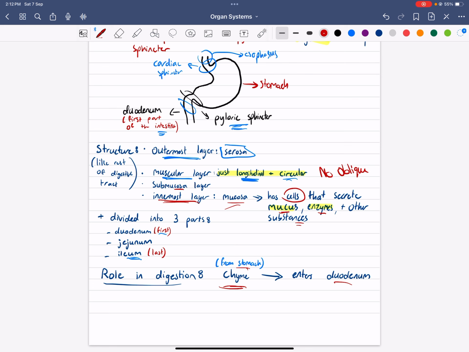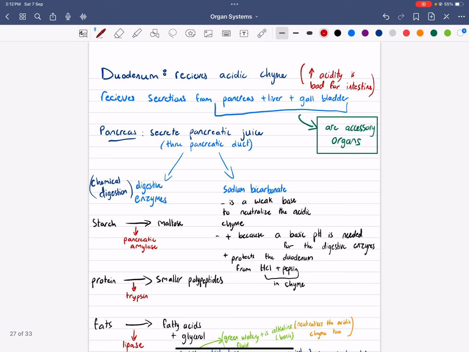Now remember, chyme is what is acidic. Okay? So pay attention to this, because now we're going to look at why it's important to know that it's acidic. So the duodenum receives acidic chyme. Now, high acidity, or we can say low pH, is bad for the intestine. Why? Probably because the enzymes that must work in the small intestine cannot function at a low pH.